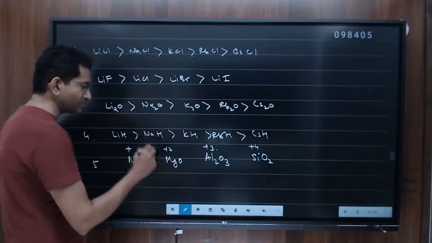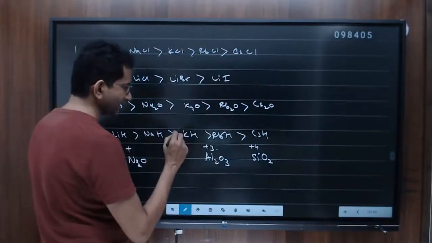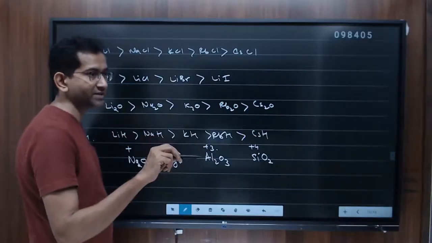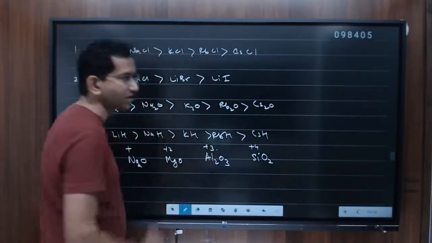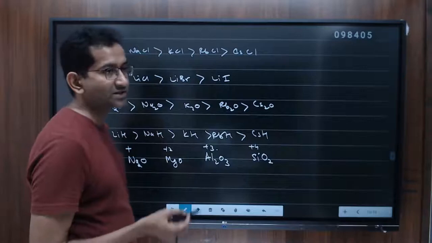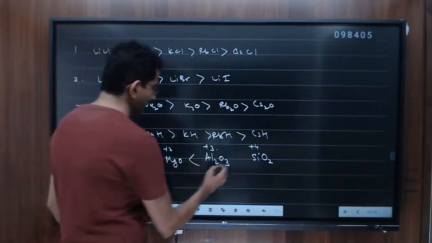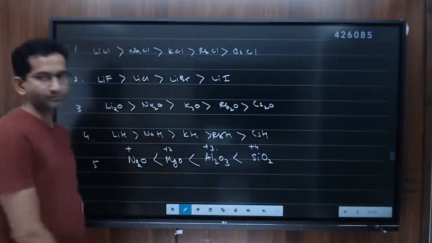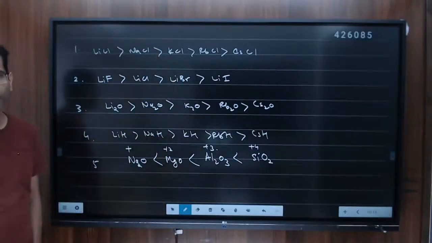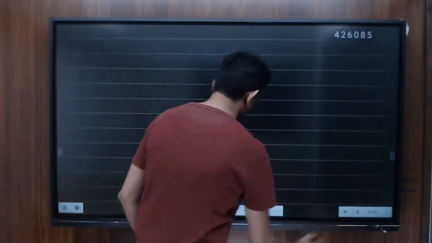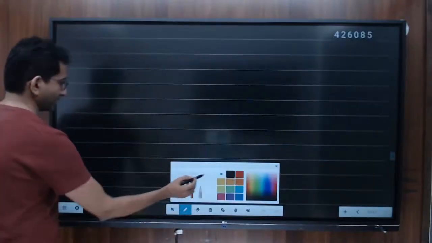Take care. So what happens going from left to right? Na plus, Mg plus 2, Al plus 3 to Si plus 4. Not only does the size of the cation decrease, but the charge also increases. If the charge increases, lattice energy increases. If lattice energy increases, the order will be this. Now let me give you a few more examples, and that will clarify the concept even better.